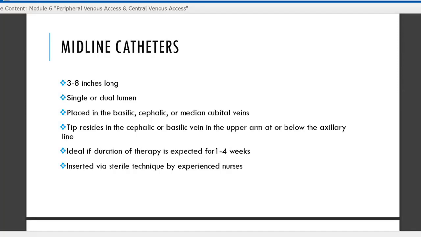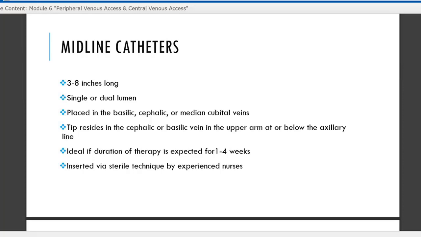Now, this is one of the things that I want you to make sure that you remember. The midline catheter may look like what we call a PICC line, a peripherally inserted central catheter. The difference, however, is that with a PICC line, the tip of the line actually lays in the heart. So with the cephalic and basilic vein, it only goes up toward the upper arm. It's below the axillary line, so it does not cross over the axilla into the cardiac region. So typically midline catheters would be used for duration of therapy for 1 to 4 weeks.